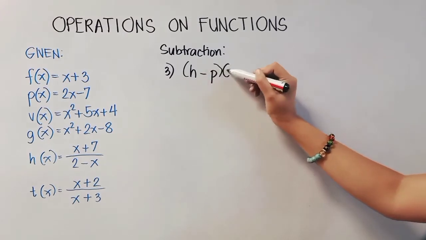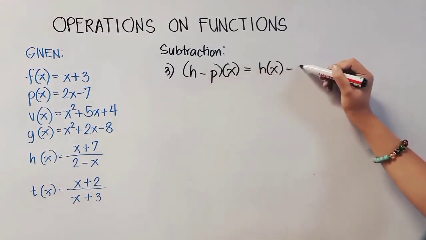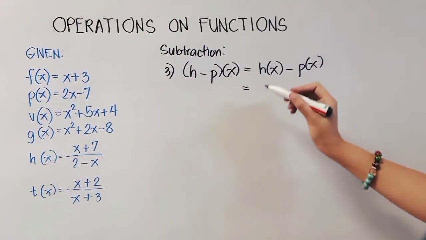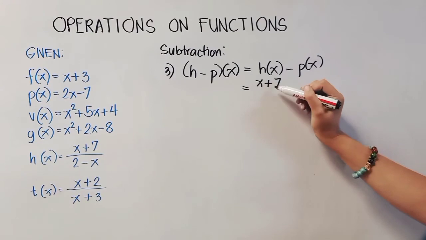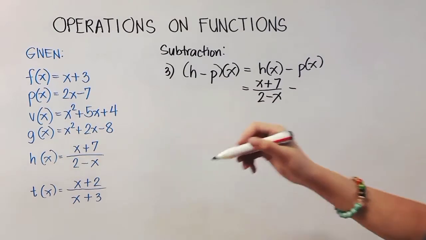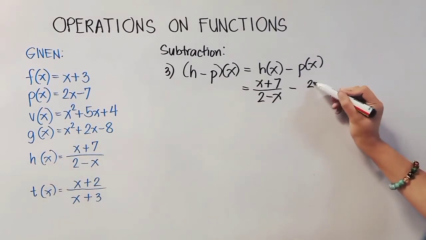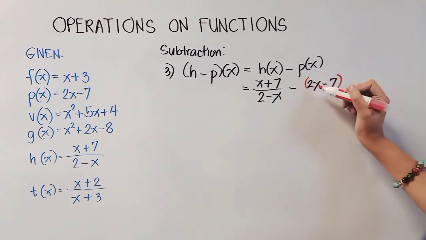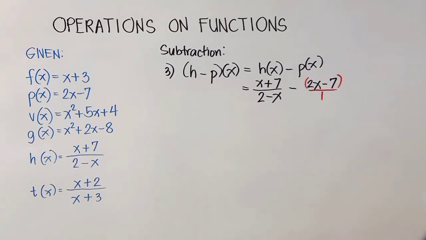We now have number 3. That can be written as h of x minus p of x. Now looking at our given, h of x is equal to the fraction x plus 7 all over 2 minus x. Minus, our p of x is 2x minus 7. The second function should always be enclosed in a parenthesis so that we can distribute negative later on. And we will make it into a fraction, so it's all over 1. We have to make it into a fraction because the first function is a fraction.